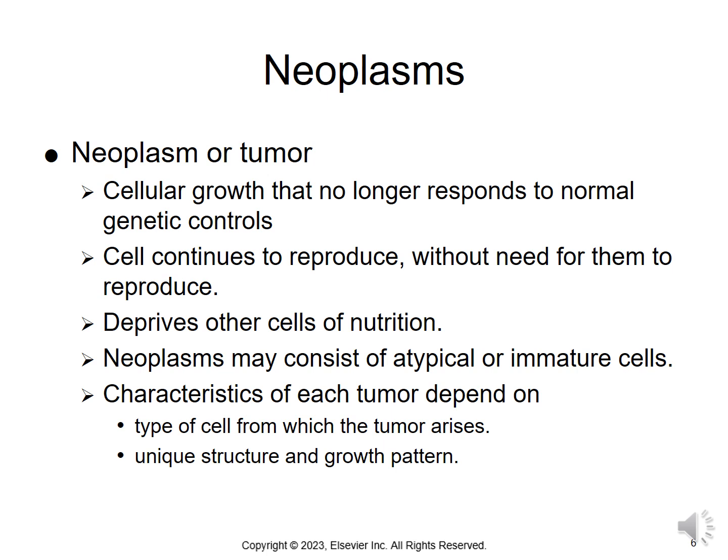The characteristics of each tumor will depend on the specific type of cell from which the tumor arises or originates, resulting in a unique appearance and growth pattern. The expanding mass will create pressure on the surrounding structures. Pressure is never good because eventually that is going to lead to impairment, destruction.